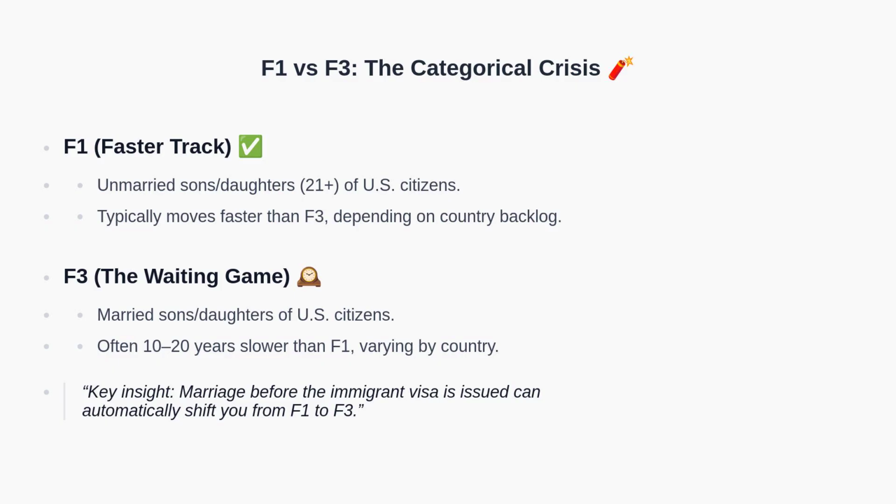Here's the crucial point. If a primary beneficiary in F1 marries before receiving the immigrant visa and entering the United States, they shift to F3. That single change can stall both partners' plans for a very long time. The flowchart illustrates two paths: remaining unmarried and progressing to an immigrant visa under F1, or marrying too soon and moving to F3 with a far longer wait. Once in the United States as a lawful permanent resident, the beneficiary can file for their spouse under F2A, which is significantly faster than F3 in most cases.